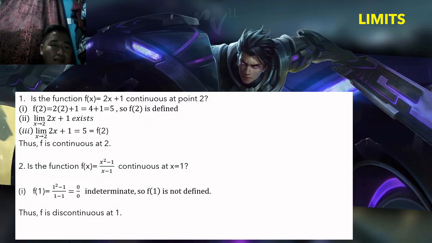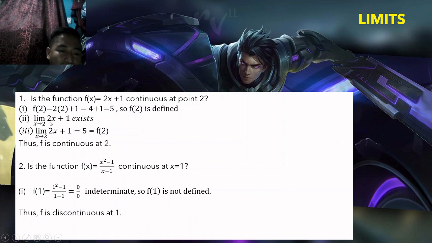Okay class, example number 1: is the function f of x equals 2x plus 1 continuous at the point 2? Number 1, f of a should be defined. So f of 2, since 2 is the point. Substitute 2: f of 2 equals 2 times 2 plus 1, equals 4 plus 1, equals 5. So f of 2 is defined.